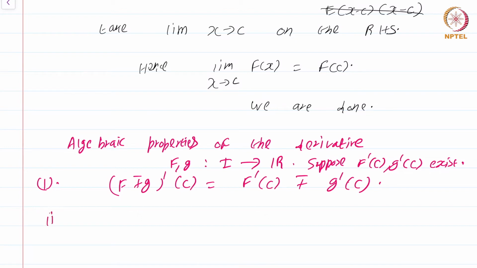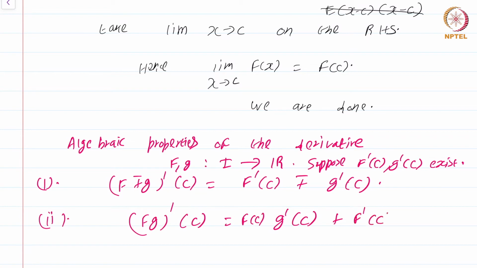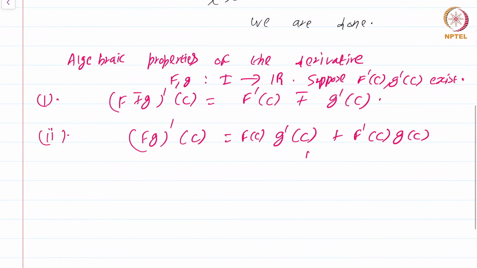Second, (fg) prime at c is, sorry, I should mention which point f is taken at. It's f of c g prime at c plus f prime of c g of c. This is also called the Leibniz rule. Let's prove this.